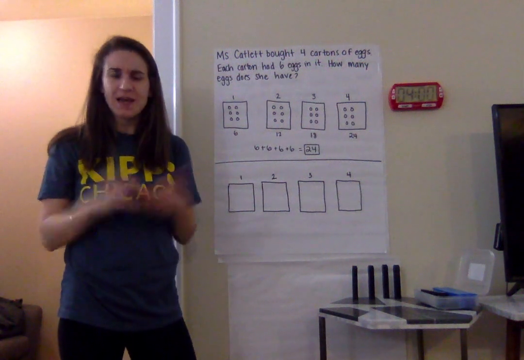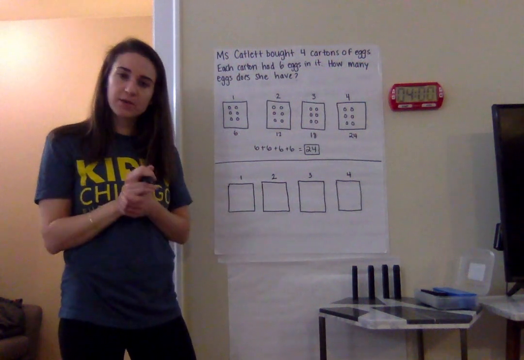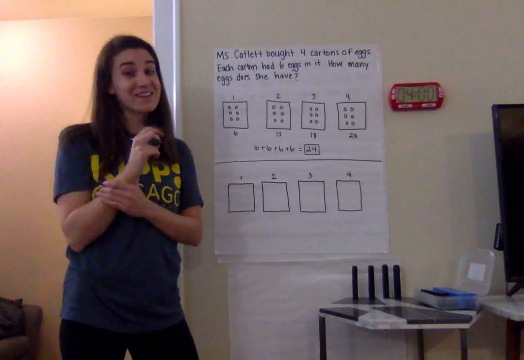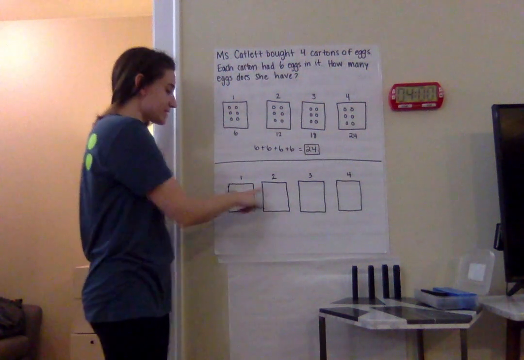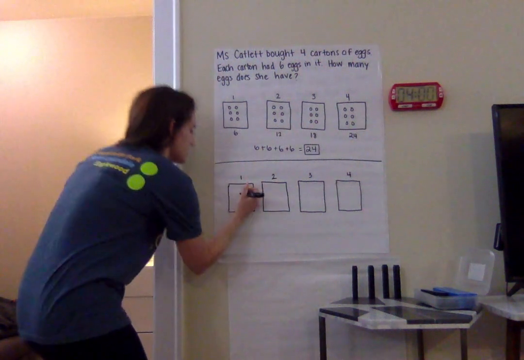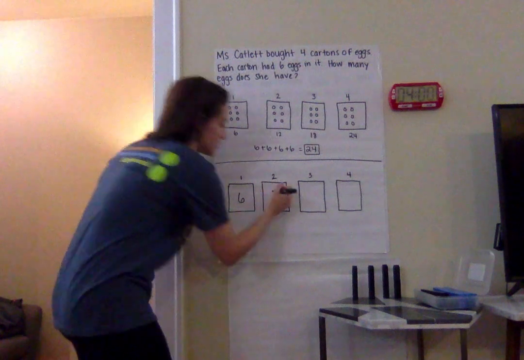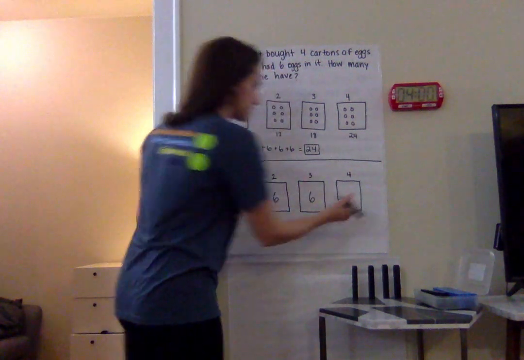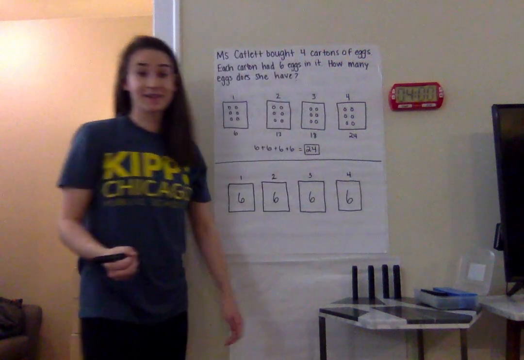But this time, instead of drawing 6 dots in each one, I'm going to write a number in each box. Any guesses of what number you think I'm going to write in each box? If you said 6, you're right. I'm going to write a 6 in each box because there are 6 eggs in each box. Let's do that. 6 eggs, 6 eggs, 6 eggs, 6 eggs.